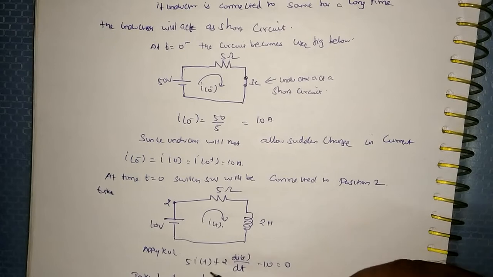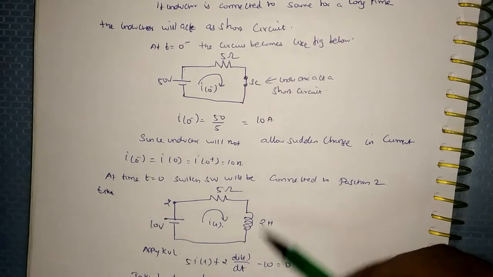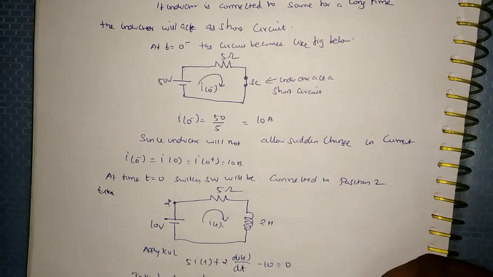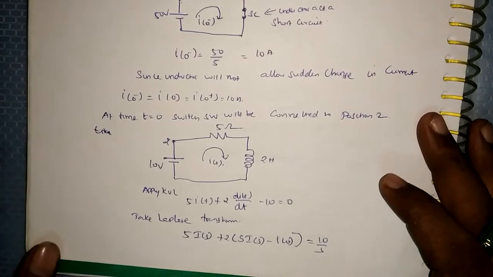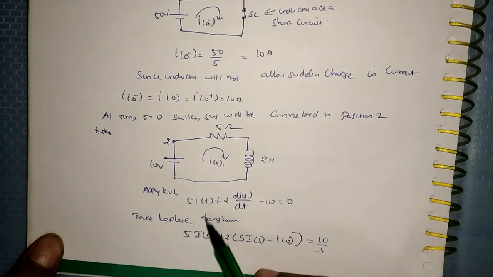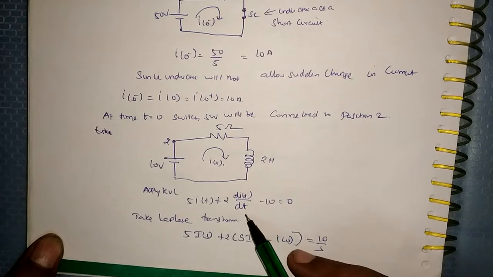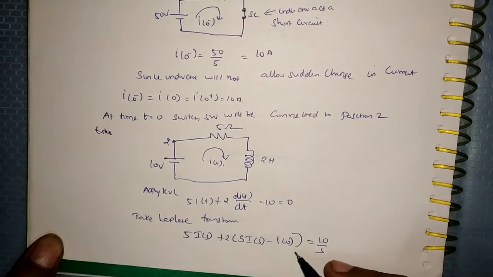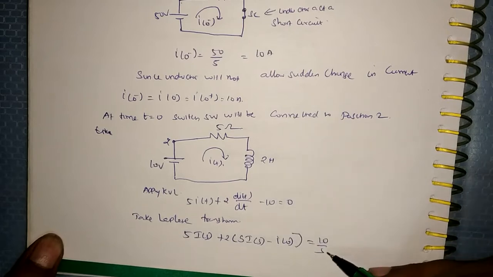Take Laplace transform. I of t can be written as I of s. 2 dI of t by dt can be written as 2 times s I of s minus I of 0, and 10 can be written as 10 by s. So 5 I of s plus 2 s I of s minus I of 0 equals 10 by s.